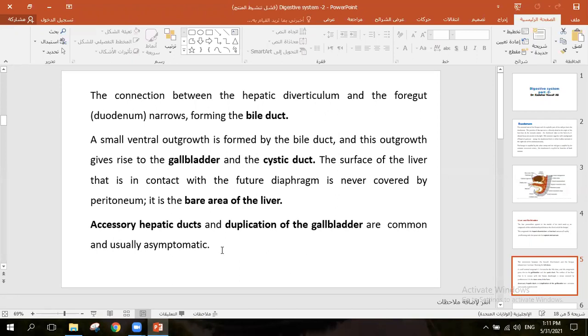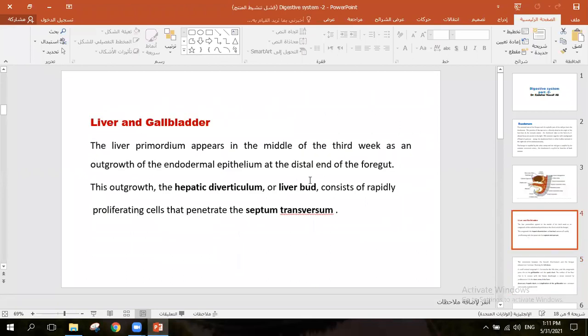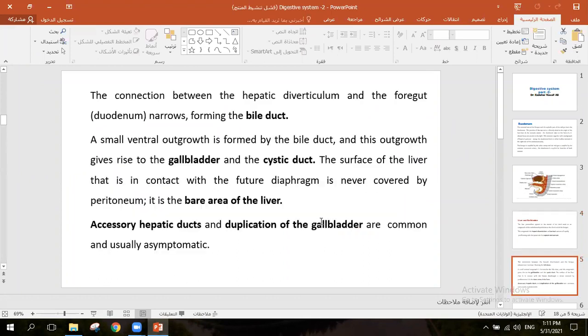Liver bud, or hepatic diverticulum, will be formed at the middle of the third week as an outgrowth and consists of rapidly proliferating cells that penetrate the septum transversum. The hepatic diverticulum and the foregut duodenum will be connected by the bile duct. A small ventral outgrowth formed by the bile duct will give rise to the gallbladder and cystic duct.